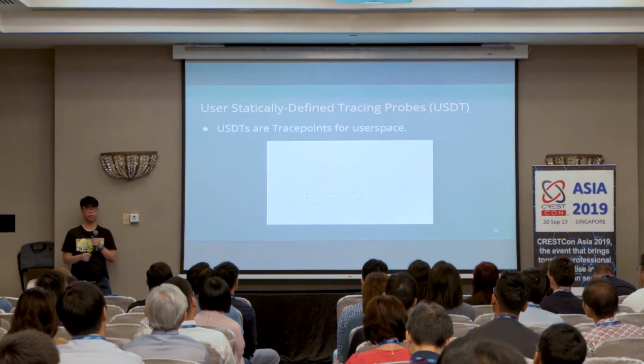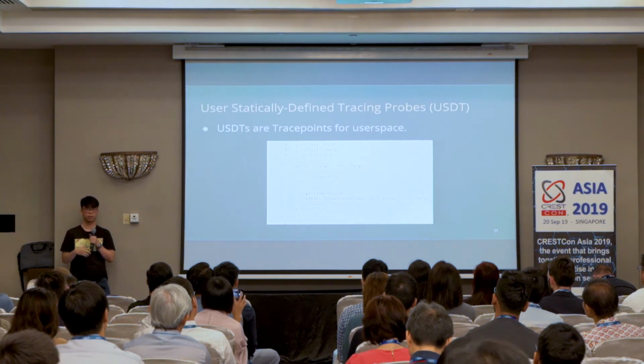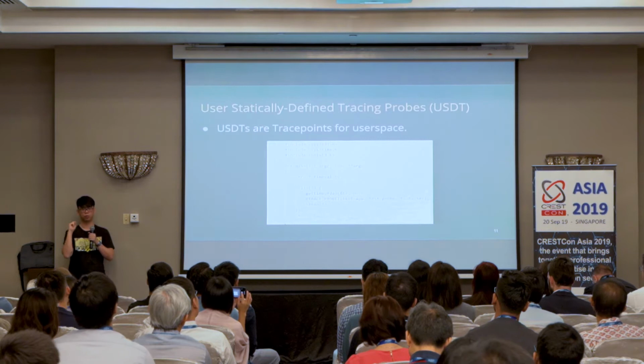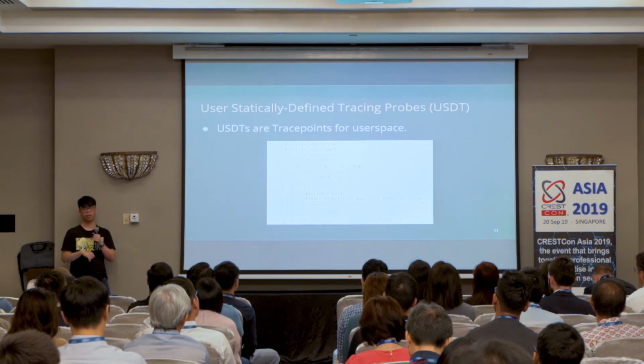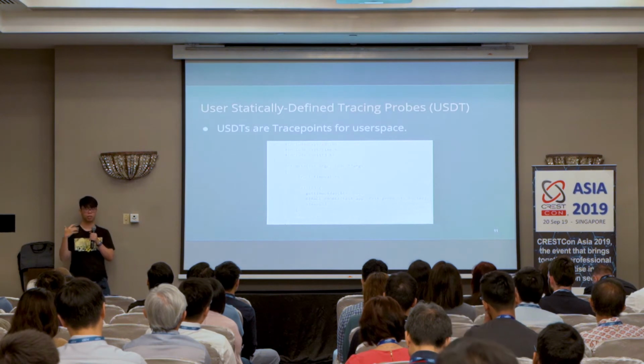And USDTs are kind of like the user space version of trace points. So if you're writing a user space application, you can insert a special function within your application, and you can attach to it. This is useful, for example, if you are running code in a production system and you want to find out what exactly your program is doing.